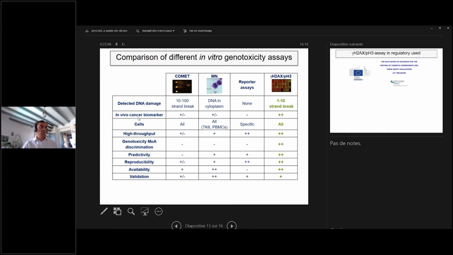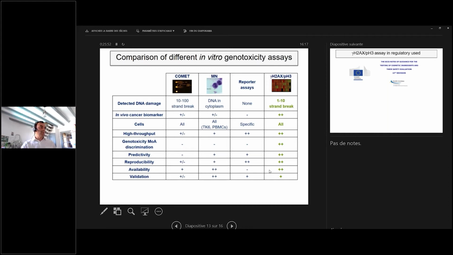It's an in vitro, in vivo concept biomarker. It's not the case notably for reporter ones. Cells, you could use whatever cells you want for Comet, micronuclei, or gamma-H2AX and phospho-H3. In a reporter cell, you could not choose the cell line you have. You have a very high throughput with reporter and gamma-H2AX, and now also for micronuclei with FACS. For genotoxicity, mode of action discrimination is the only assay that could do it. And we have very high level of predictivity compared to the other ones, and very great reproducibility and availability.